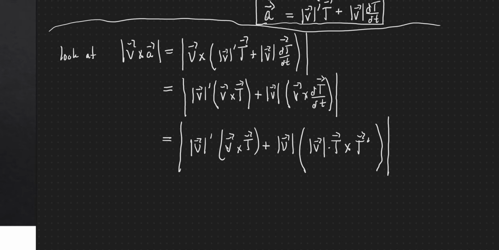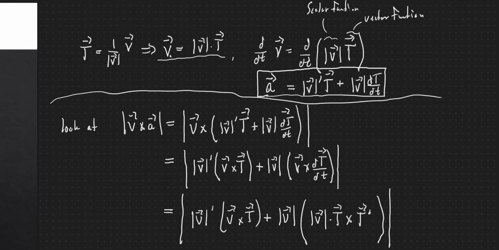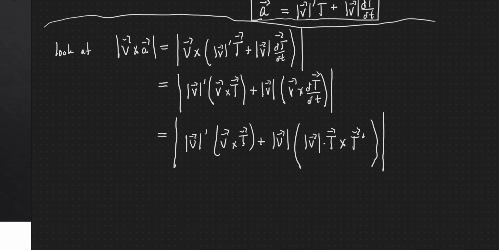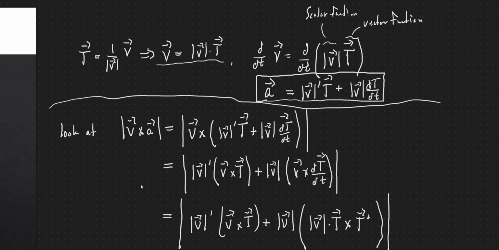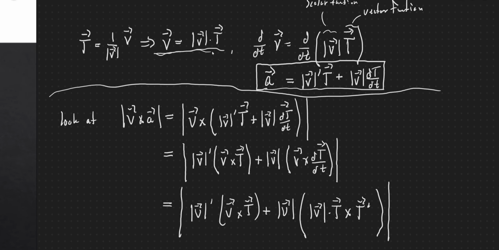So remember, v is a scalar multiple of T that we just used, right? v is the magnitude of v times T. So that means v and T are parallel to each other. So that's another thing that we get from this computation we did here, is that v and T are parallel. Of course they are. The unit tangent vector points in the direction of v, but has unit length. So of course they're parallel to each other.